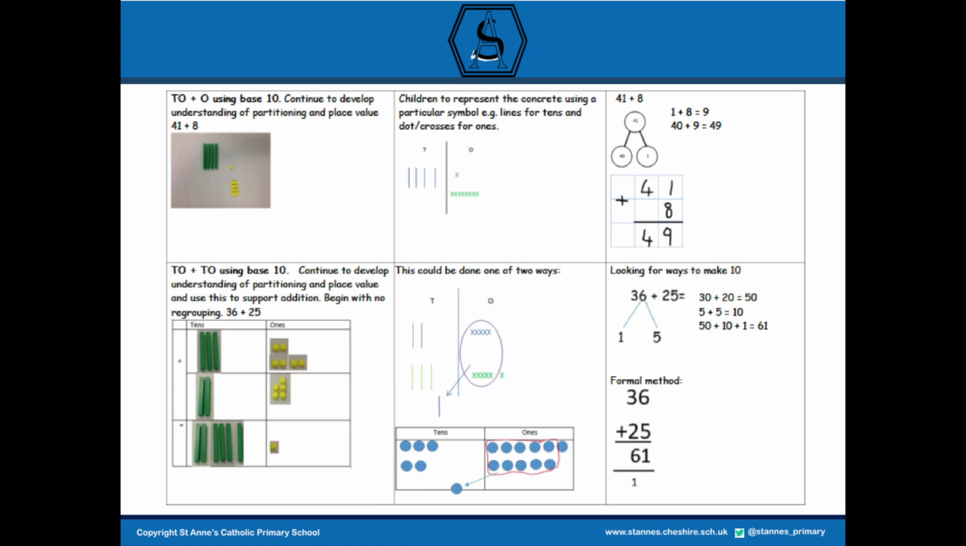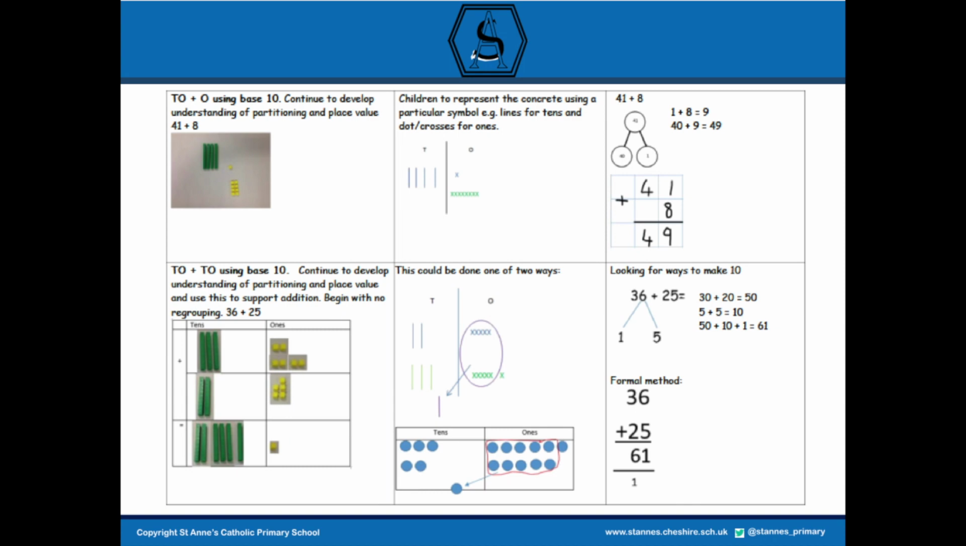Then we go on to the abstract. So the children are taught to look for ways to make 10 initially. So with this 36 plus 25, the 6 ones and the 5 ones are very close to making a 10. So we look at that 6 in 36 and we partition that into a 1 and a 5. So that would mean 30 plus 20 is 50. Then you've got 5 from the 6 ones. 5 plus 5 is 10. And we know we've got 1 left over, which is 61.